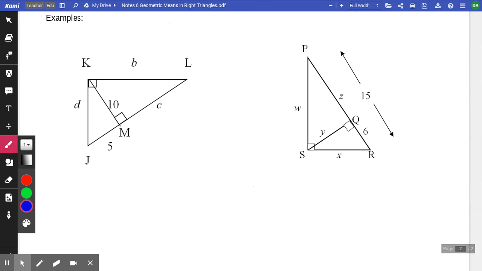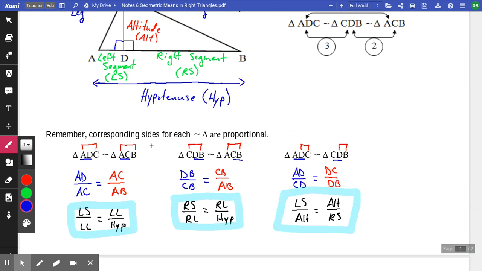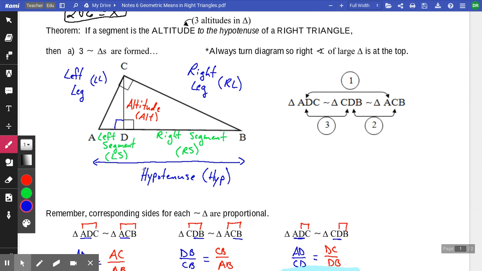I'm going to label my sides first, just like they were on the front. And so what we had said on the front was, and I'll show it to you one more time here. For the big triangle, it had a side of the hypotenuse, the left leg, and the right leg.